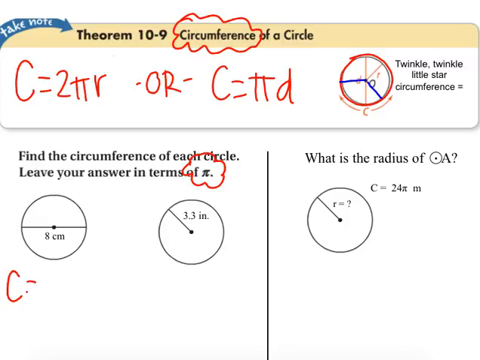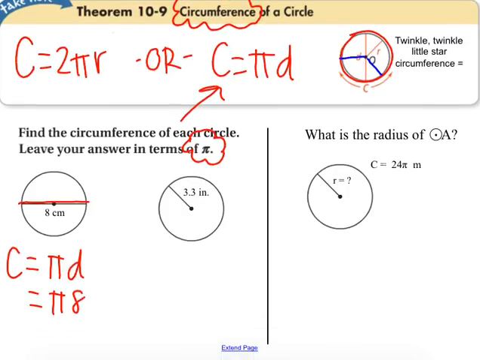So let's start here. Since I'm given the diameter of this circle, I'm going to use the second formula. So circumference equals pi d. My diameter is 8. So pi times 8. But the correct way to really write that would be 8 pi. So you always put your numbers first. So equals 8 pi centimeters. Let's move on to the next one here.